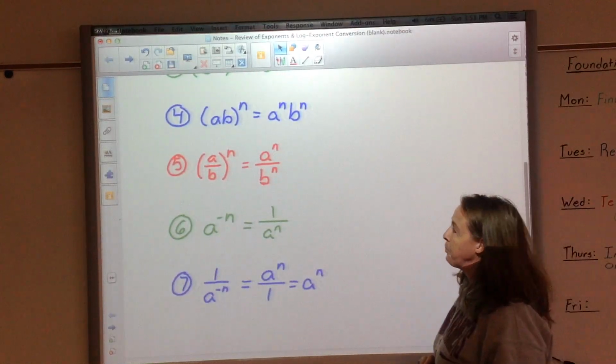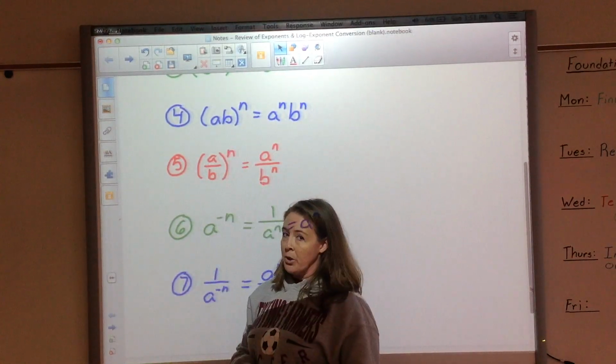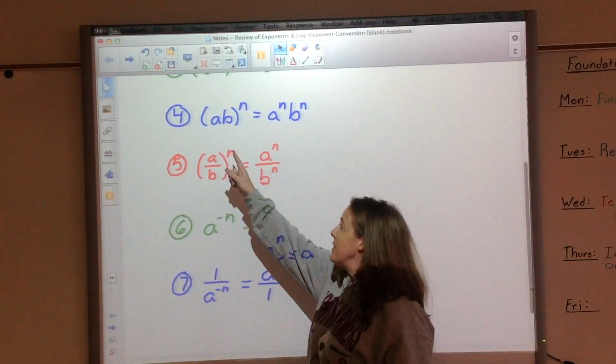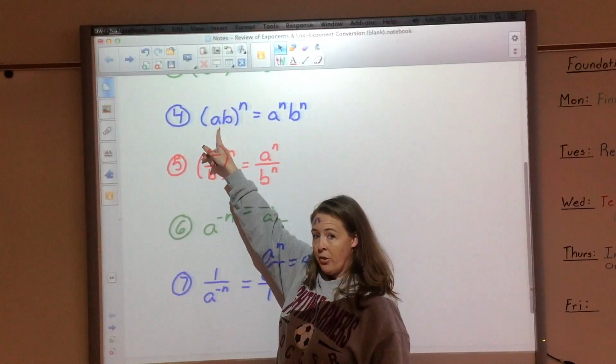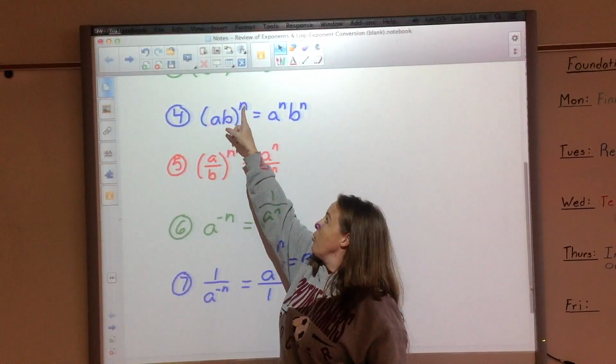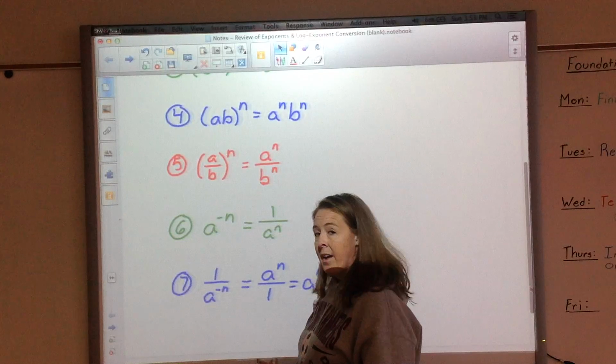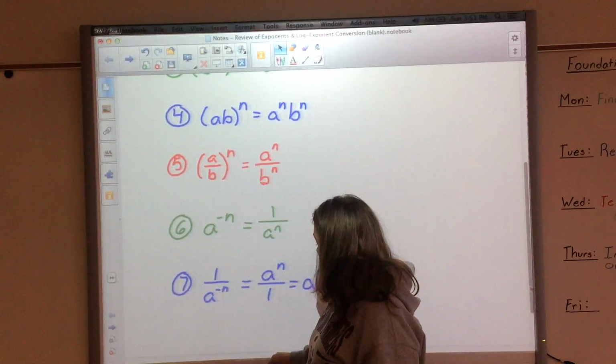to our last 4. This is very similar to a property we've already had, but in this case I have 2 bases inside the parentheses being multiplied together, and both of those bases are being raised to a single exponent. In that case, we're basically distributing the exponent.